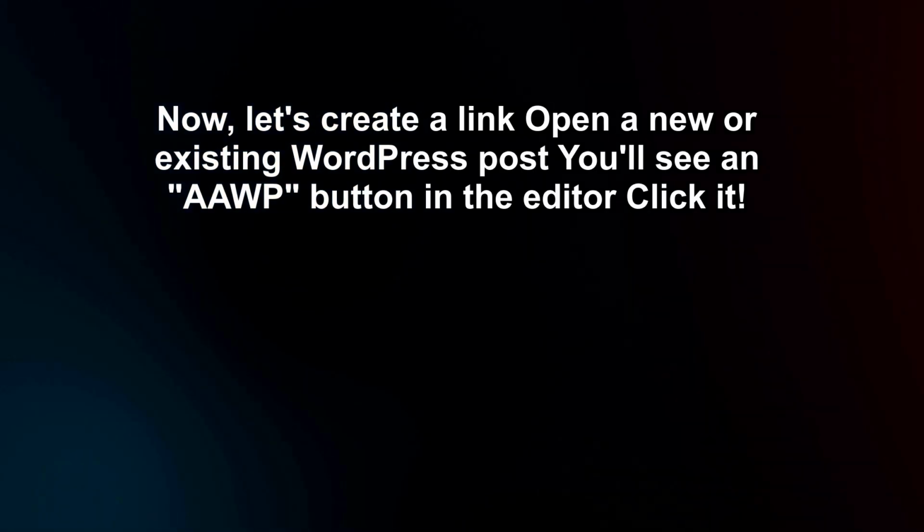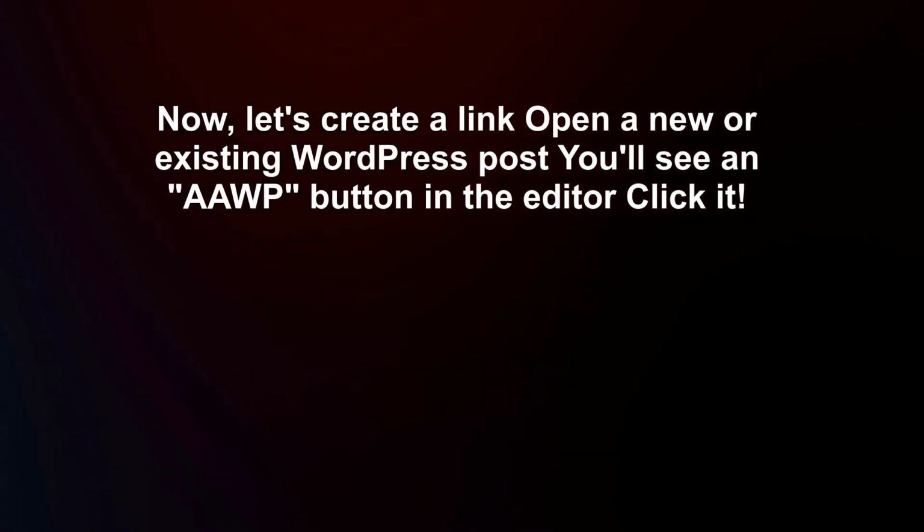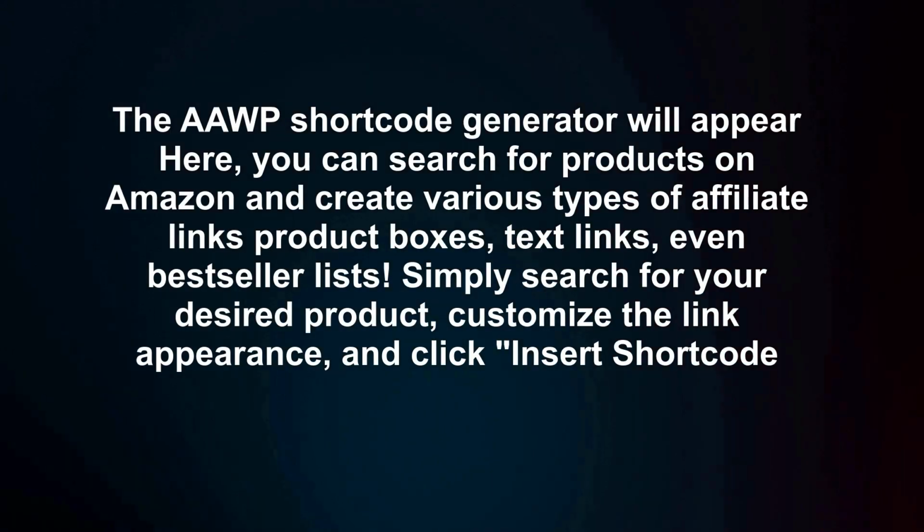Now, let's create a link. Open a new or existing WordPress post. You'll see an AAWP button in the editor. Click it. The AAWP shortcode generator will appear here.